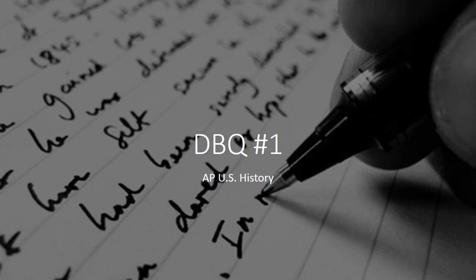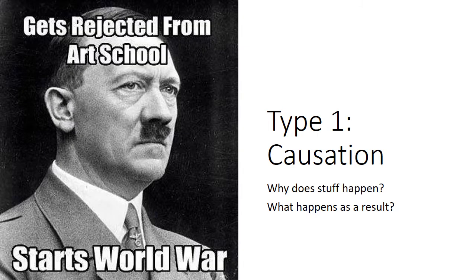In this video, I'll be going over how to write DBQ number 1. This will be the first DBQ we've written this year. It'll help you for the AP exam. Just like in the LEQ, the type of DBQ that we're going to be writing is going to be a causation DBQ. In a causation essay, you're going to write about why things happen or what happens as a result.